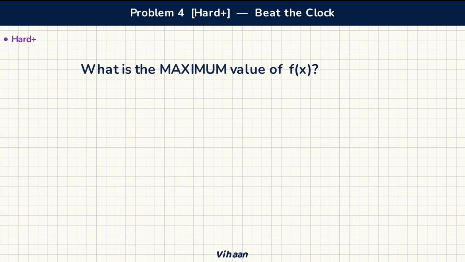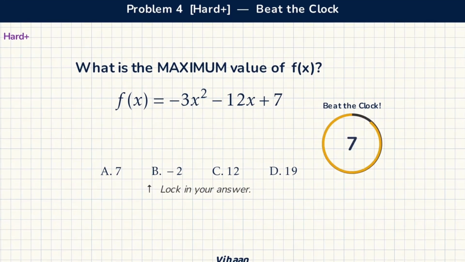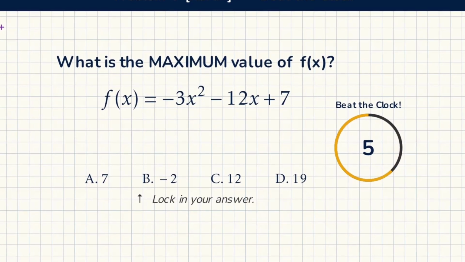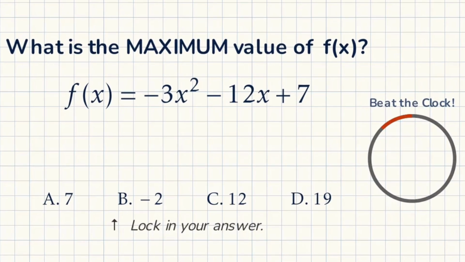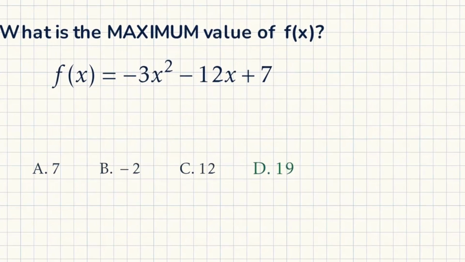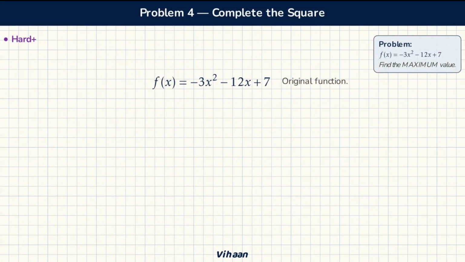Now let's try to do the hard plus problem. Beat the clock. Did you get that the answer is D, 19? This is how we solved it. This is our original function.